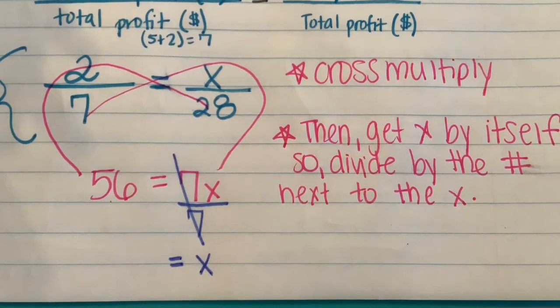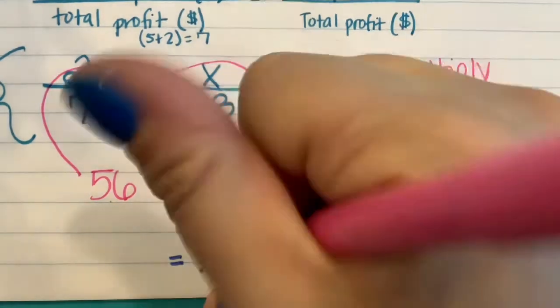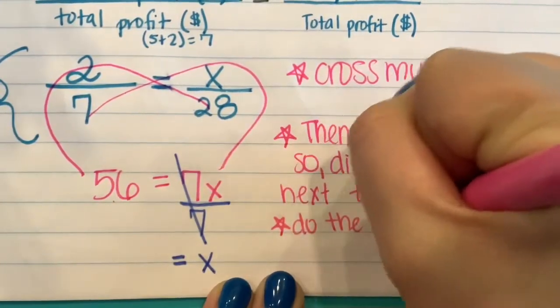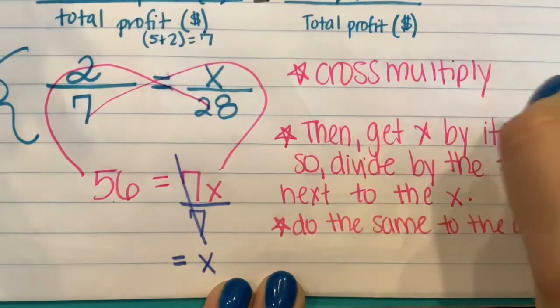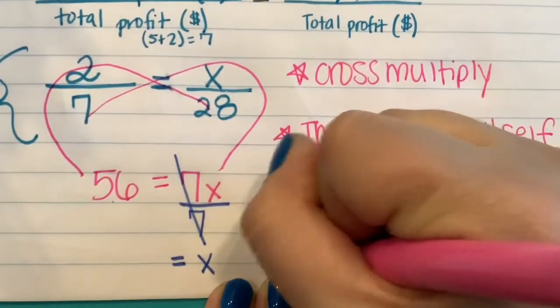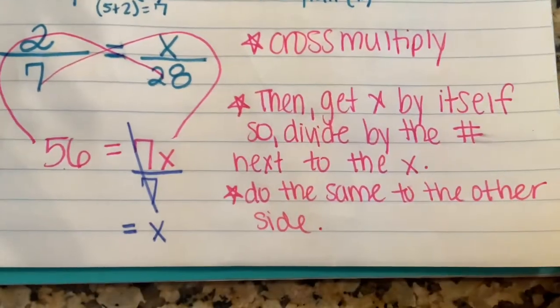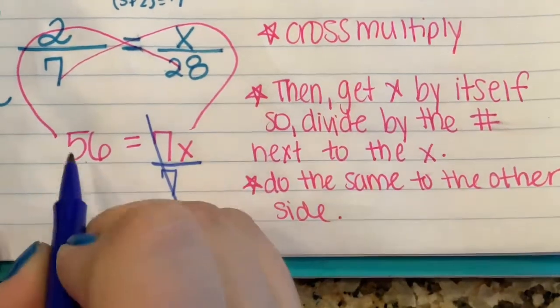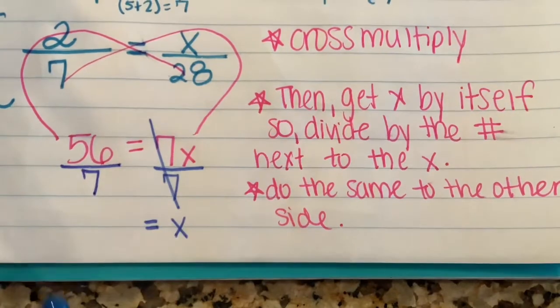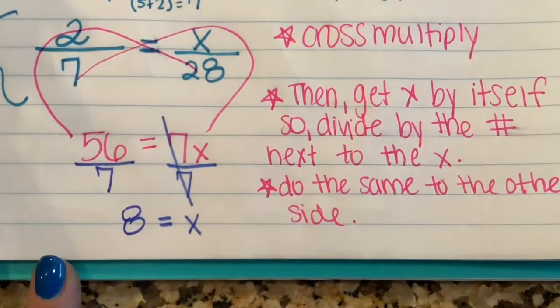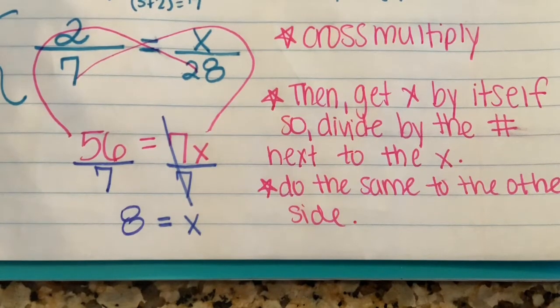Now, whatever we do to one side of the equal sign, we have to do it to the other. So let's add that to our step. Do the same to the other side. So over here, I'm going to divide 56 divided by 7, which gives me 8. So my final answer is x equals 8.